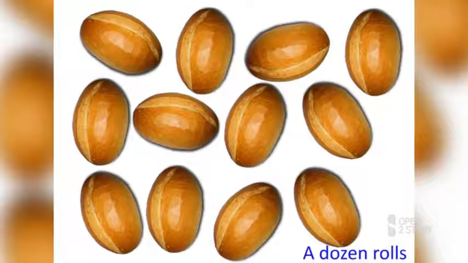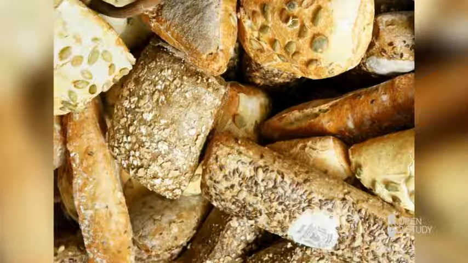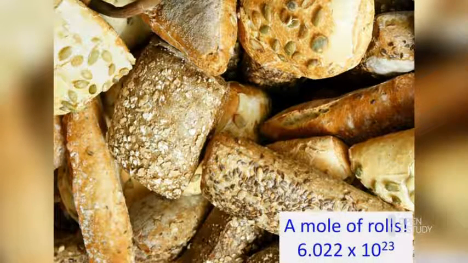What are we talking about? We're saying you don't have 12 rolls, you have lots more rolls. If you have 6.022 times 10 to the 23 of them, you have a mole of rolls. So again, it's just a way of counting. But in particular, it's a way of counting when you have billions and billions and billions of something. Otherwise, not much point using our mole.